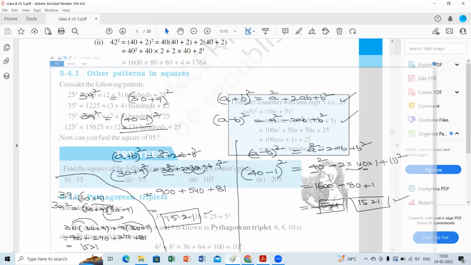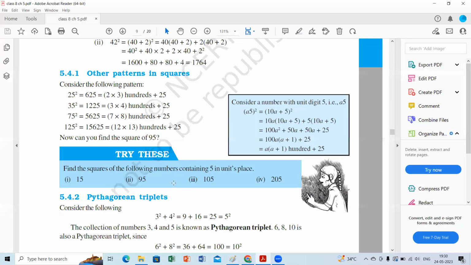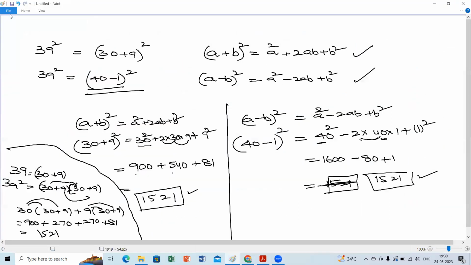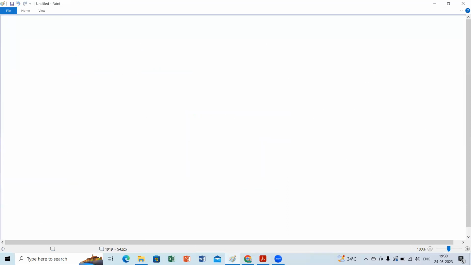There is an interesting pattern. This is a very beautiful pattern, children, but it has some limits. Only the number that ends with 5. That is the only limitation of this pattern. Whatever the number, either 15 square or 25 square or 35 square or 45 square or 55 square, it all ends with 5.